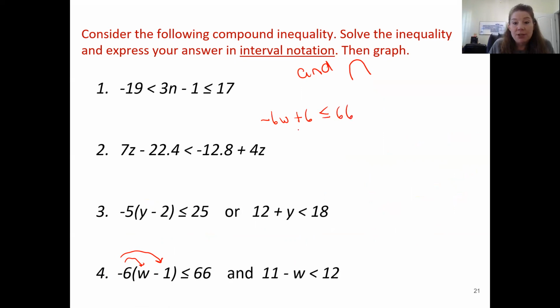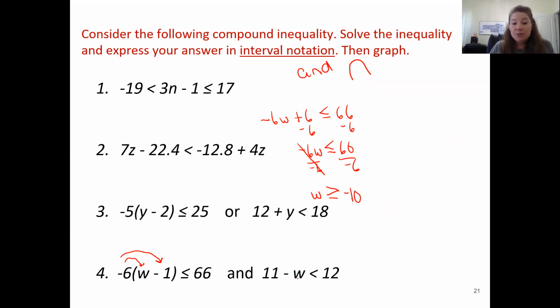We want to solve for w, so we're going to get rid of that 6. So then we bring down negative 6w, bring down our sign. 66 minus 6 is 60. So then we divide by negative 6. What happens when we divide by a negative? We flip that sign, flip it. And 60 divided by negative 6 is negative 10.